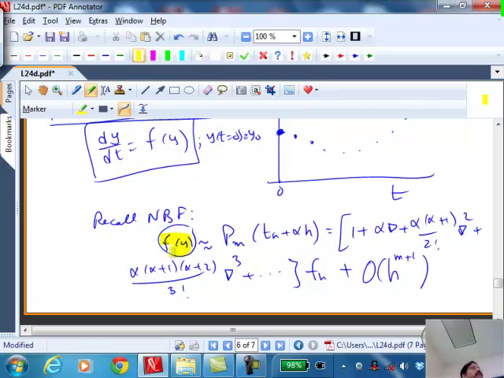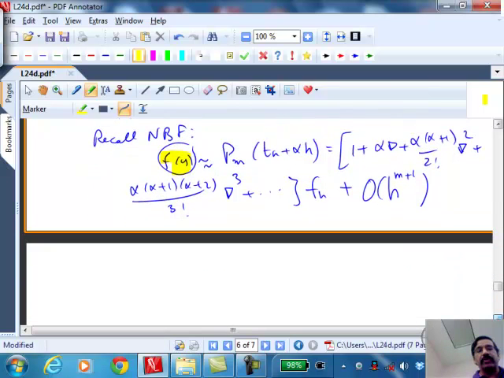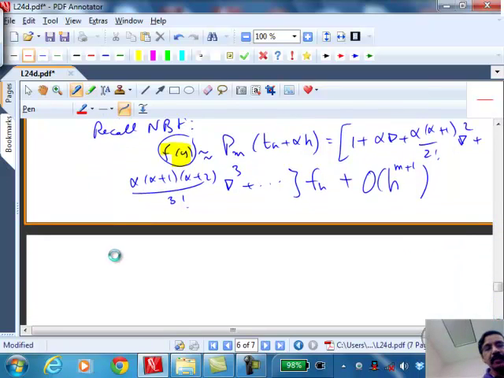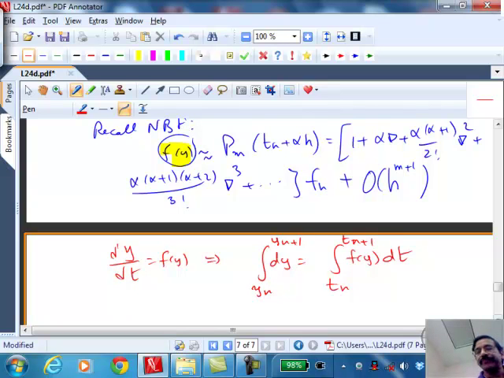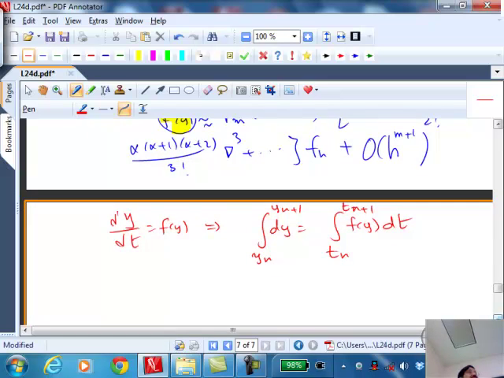So this is the formula for the polynomial. What I'm going to do is substitute this in here, and separate that equation and integrate as I did before. So I'm going to write dy/dt equals f of y, so the integral of dy is equal to the integral of f of y dt, going from tn to tn plus 1, from yn to yn plus 1. It's the same idea as we did before.